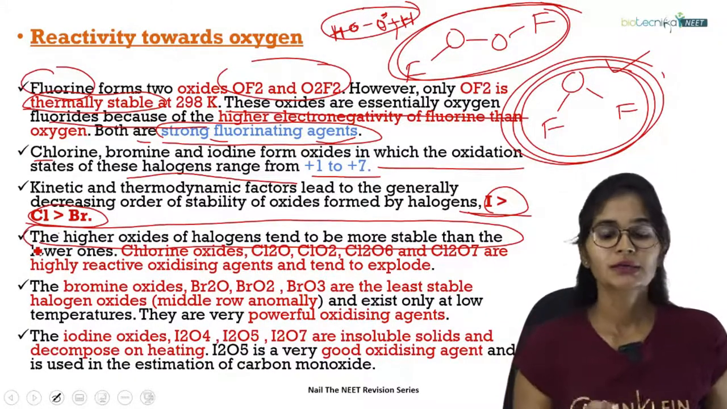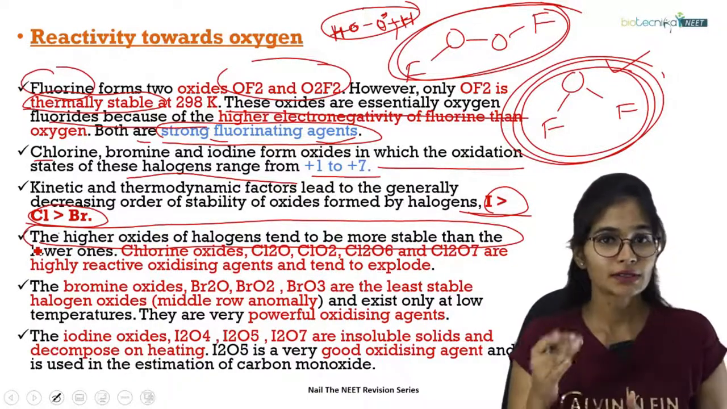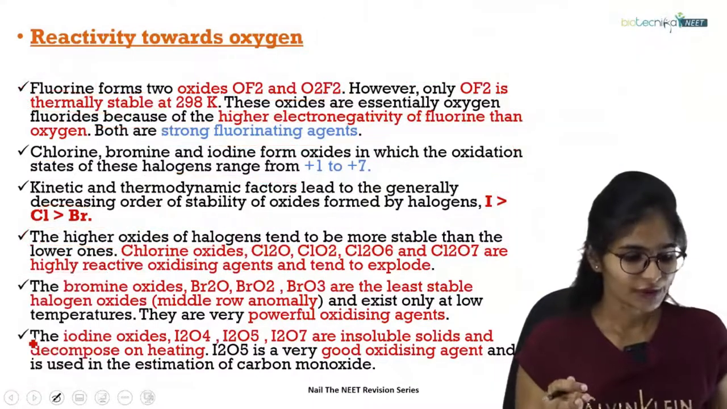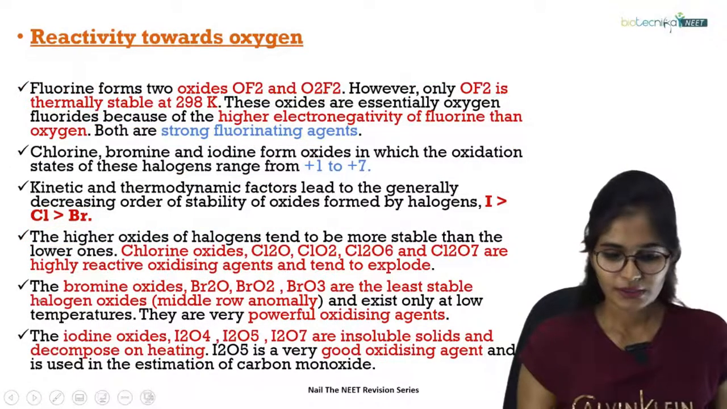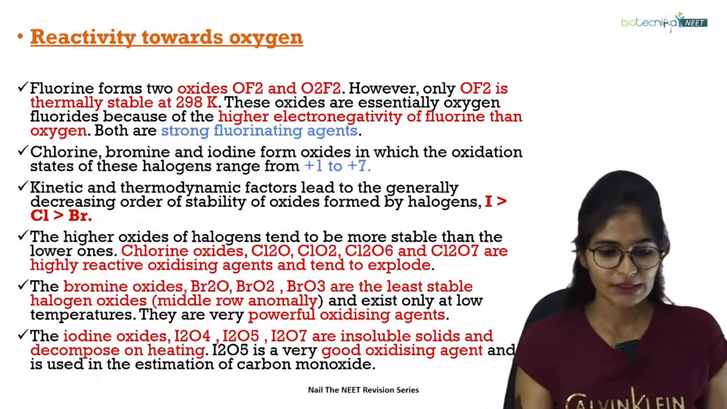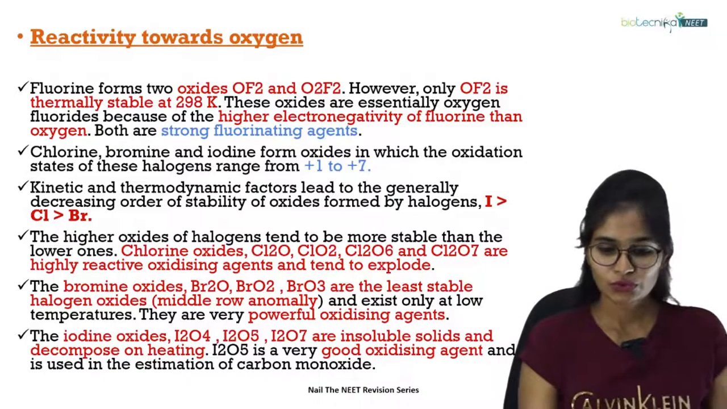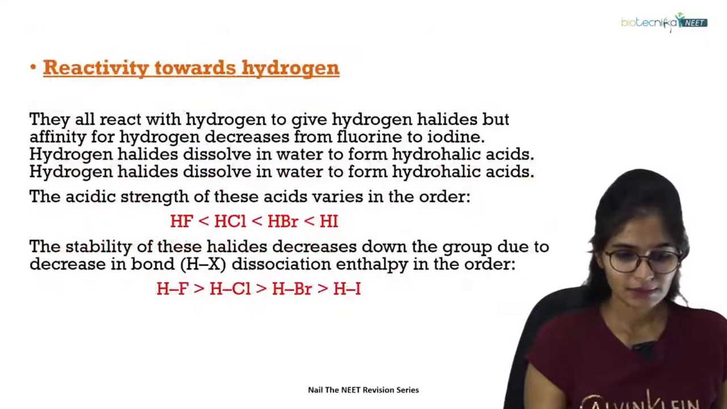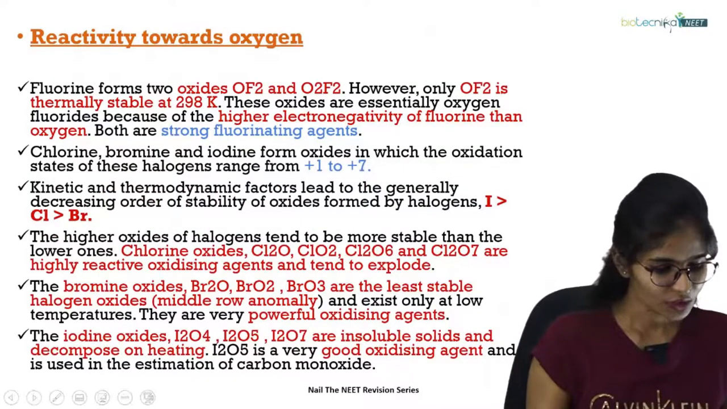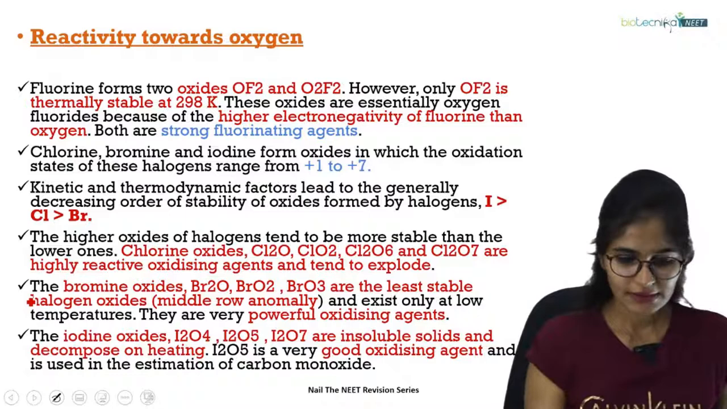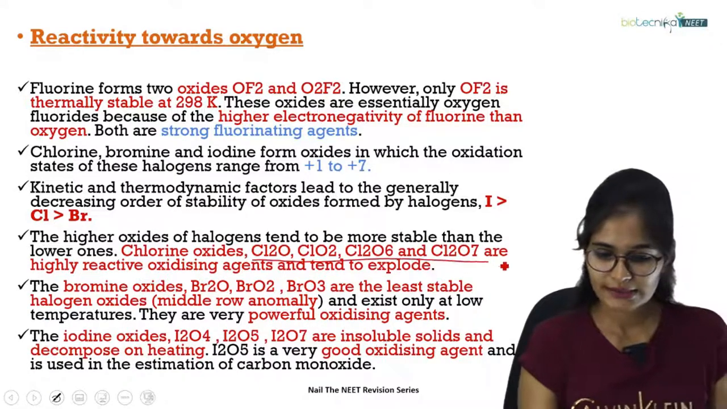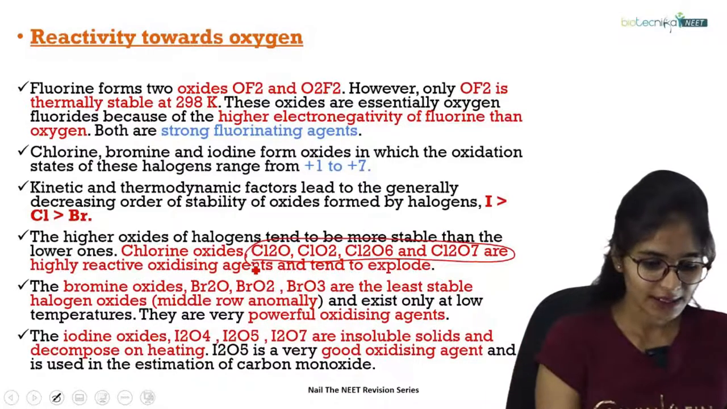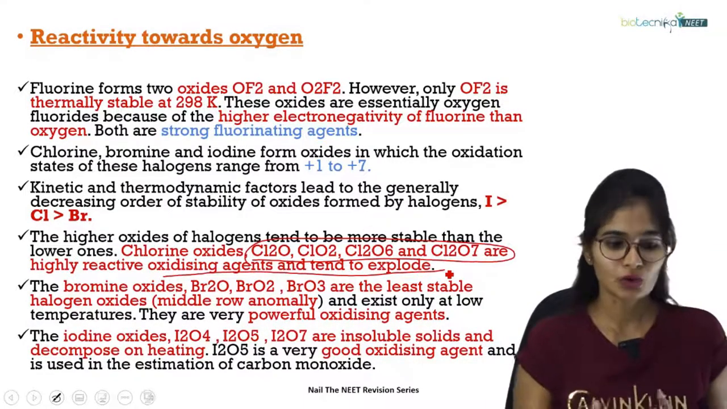When you compare the lower oxides with the higher oxides, the higher oxides will be more stable compared to the lower oxides. The higher oxides you can see are Cl2O7, Cl2O6, and the lower ones Cl2O, ClO2. With respect to the chlorine oxides, you can see ClO2, Cl2O, Cl2O6, Cl2O7. These are highly reactive oxidizing agents and tend to explode sometimes.